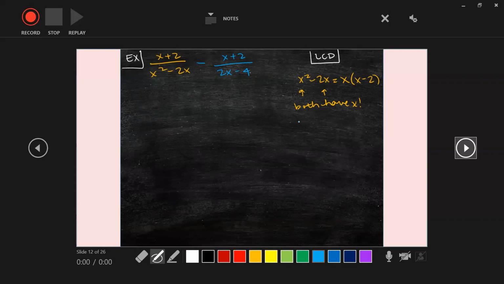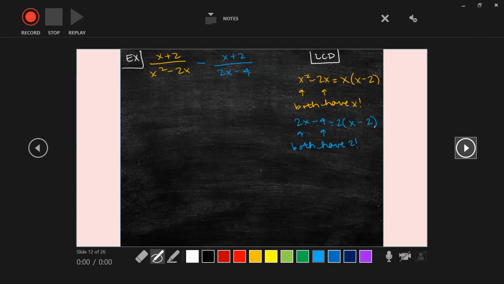All right, now let's look at 2x minus 4. Are these both divisible by something? Do they have something in common? Yes. What is that? 2. So I'm going to pull that 2 out. And if I pull 2 out of 2x, Emma, what do I have left? And if I pull 2 out of negative 4, what do I have left?